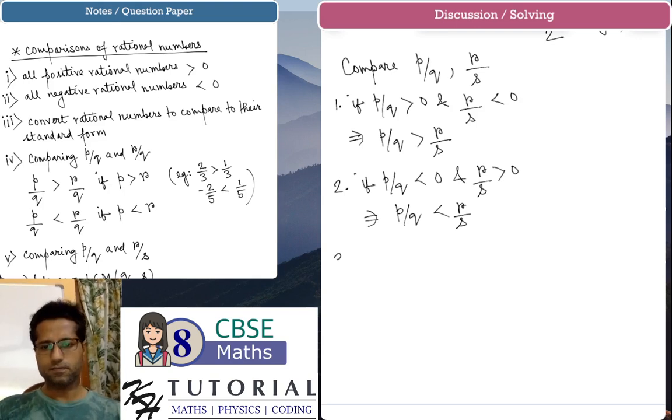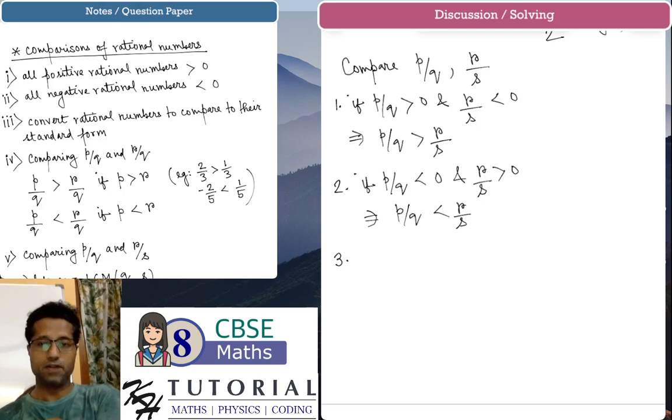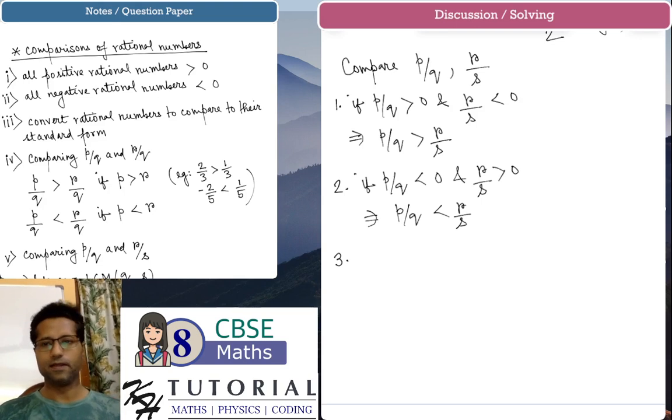Okay. Next, first we have to say this: in the given two rational numbers, if one is positive and the other one is negative, definitely the positive rational number will be greater. Now let's say both the rational numbers p by q and r by s are either both positive or both negative. How do we compare them? First of all, you have to convert both these rational numbers to their standard form.